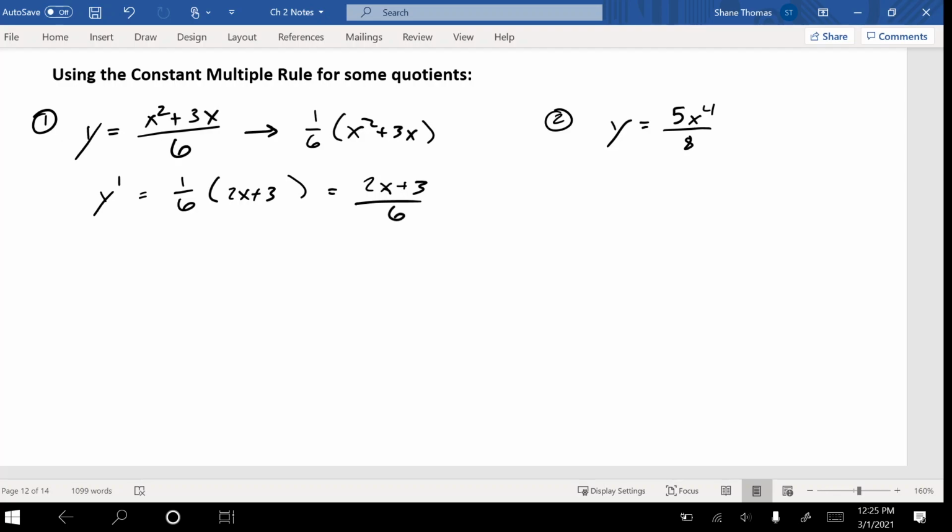So you can rewrite this as 5/8 x to the 4th, right? I did 1/8 and just kept the 5 in parentheses. That works too. All right, so I just took out the 5/8. Then I had 5/8 times the derivative of 4x, which would be 4x to the 3rd, right? Then multiply, and I get 20x to the 3rd over 8, which is going to be 5x to the 3rd over 2.